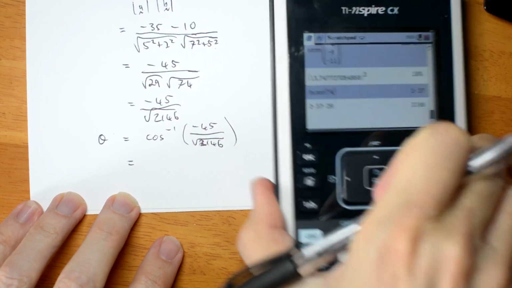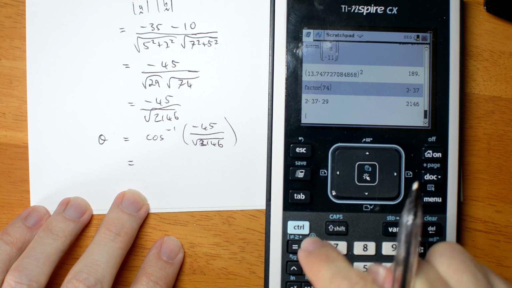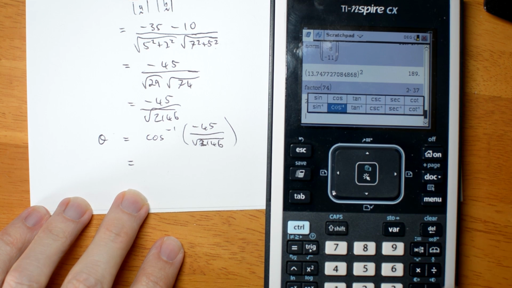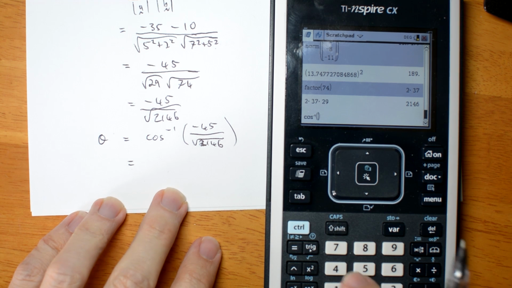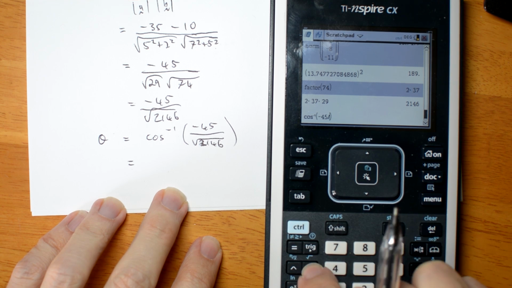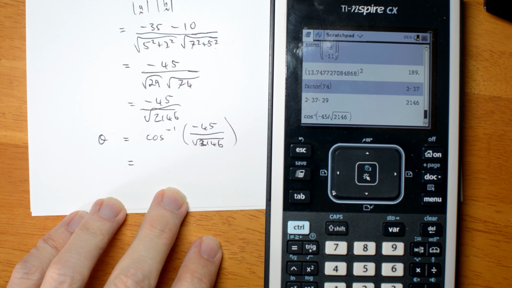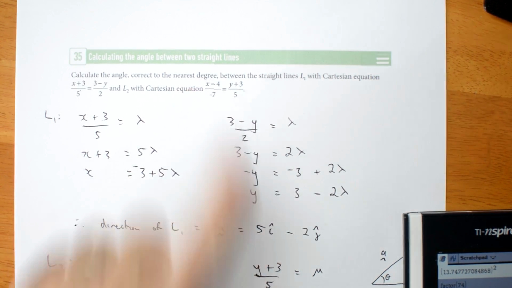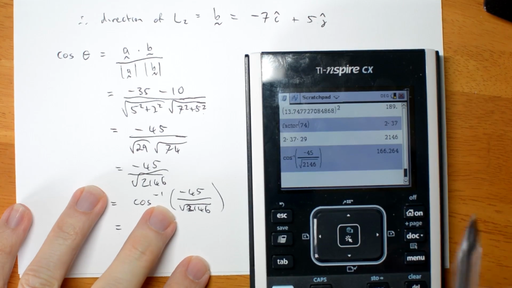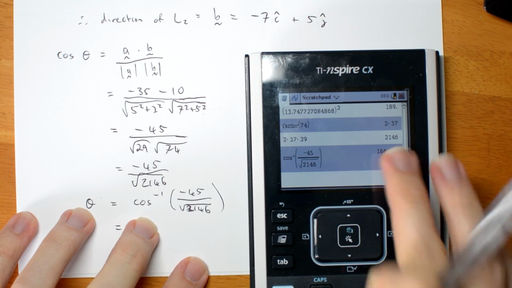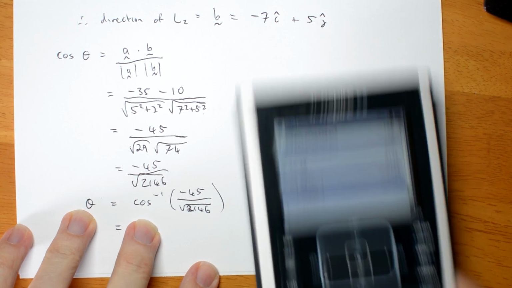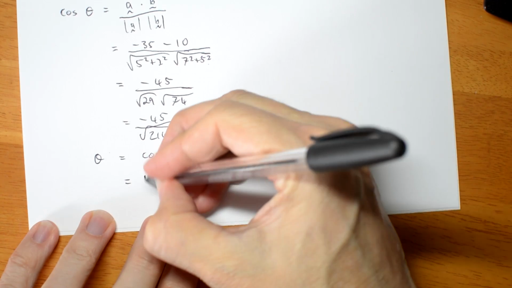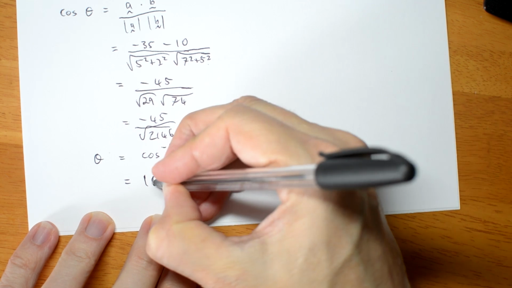And that is cos inverse of negative 45 over square root of 2146, 166.3 degrees. Oh, it says to the nearest degree. So I can actually go 166 degrees. Whoa, I made a mess on my screen. 166 degrees.